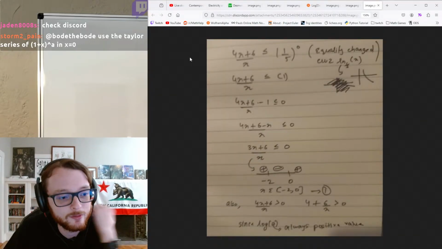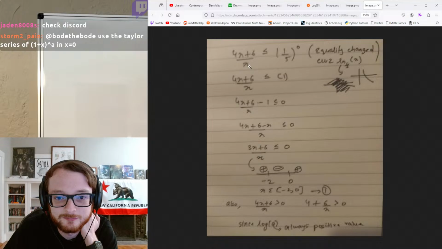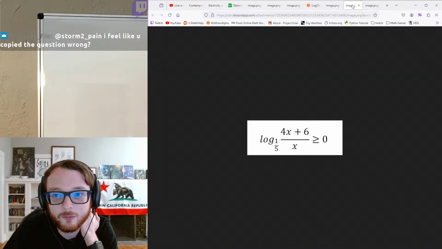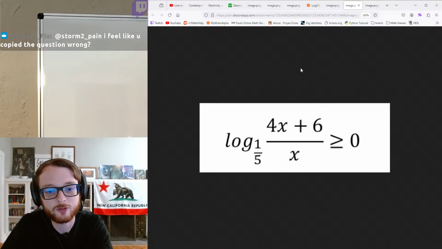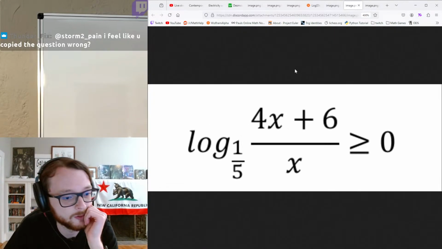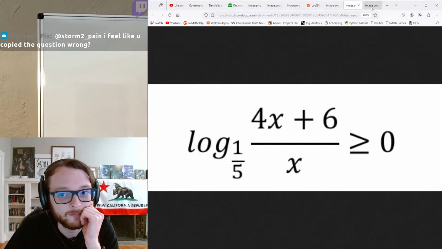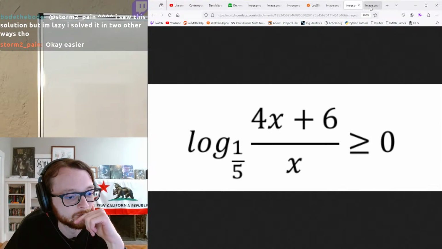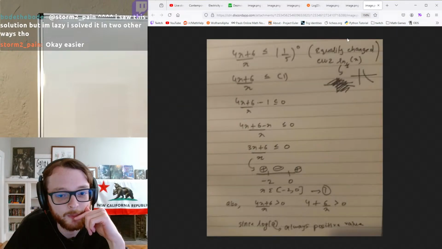All right, so this is what Jaden sent. Yeah, Storm said they couldn't see the question quite right, which is fair. Actually, this is the... I was trying to figure out where the x squared came from, but this is like a bigger text version of it. Let me keep reading it.